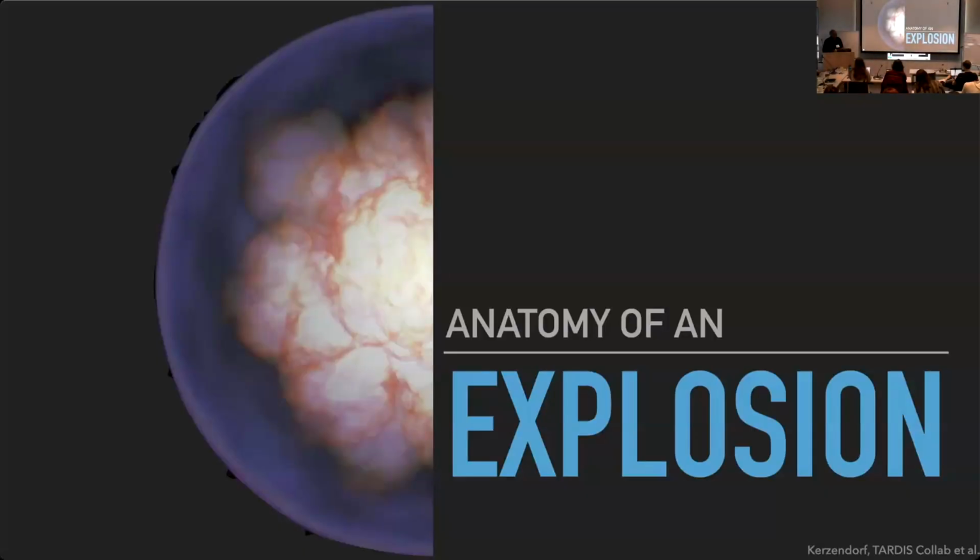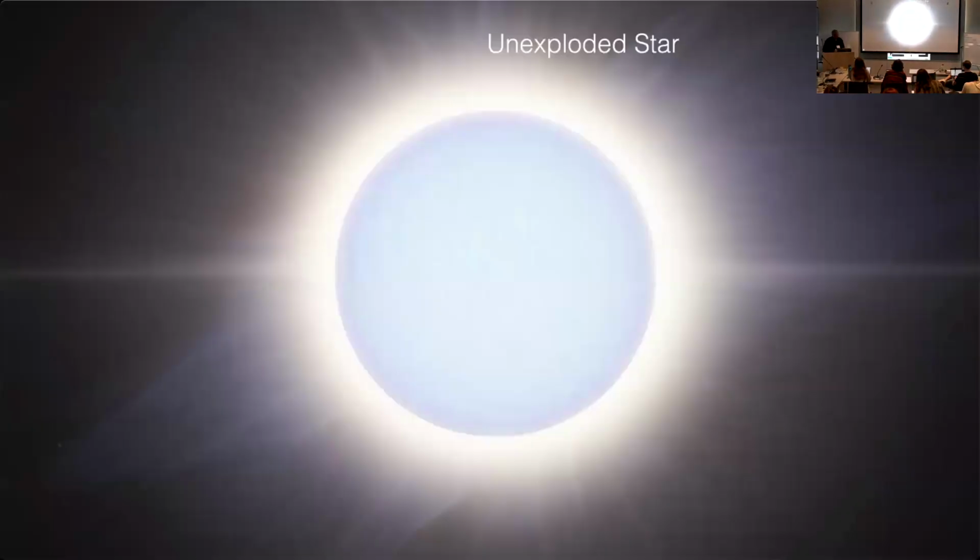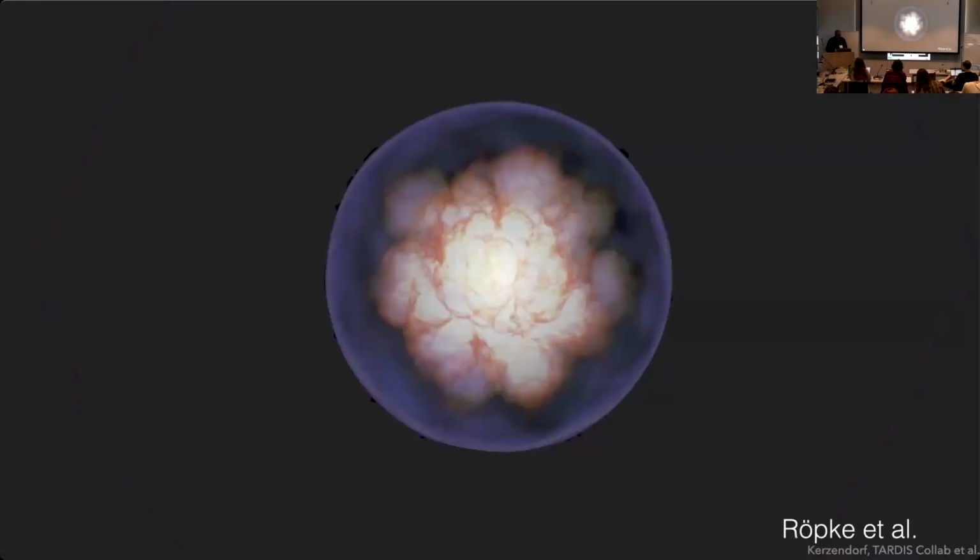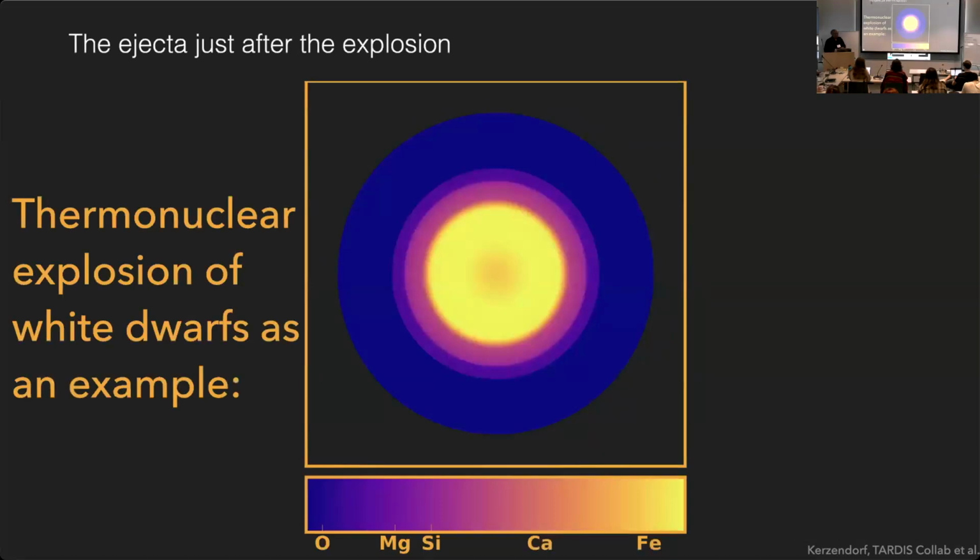All right, so these are some nice graphics from the TARDIS people. There are simulators who go out and actually blow up a star before it's homologous, so they get to see everything happening. And then within a few seconds or a few hours or whatever, it becomes homologous, and then you can do your radiative transfer through that, okay?